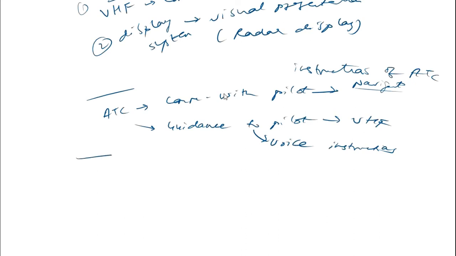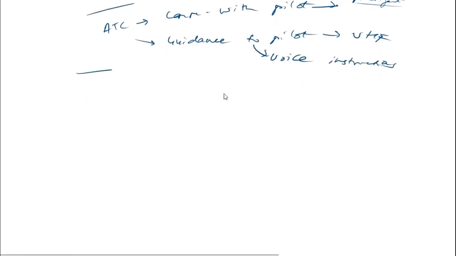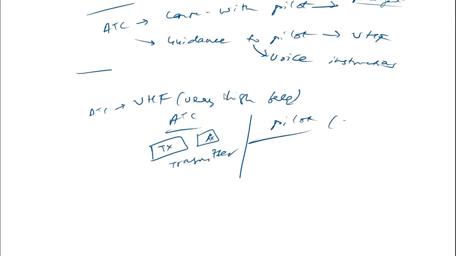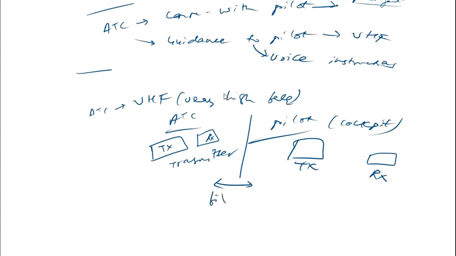As we have seen, ATC uses a VHF communication system, which is a very high frequency. There will be a system which is a transmitter, and they will also have a small receiver with them. So this is ATC. Now coming to the pilot in the cockpit, he will also have a transmitter and a receiver. The communication between the ATC and pilots happens over a fixed frequency.